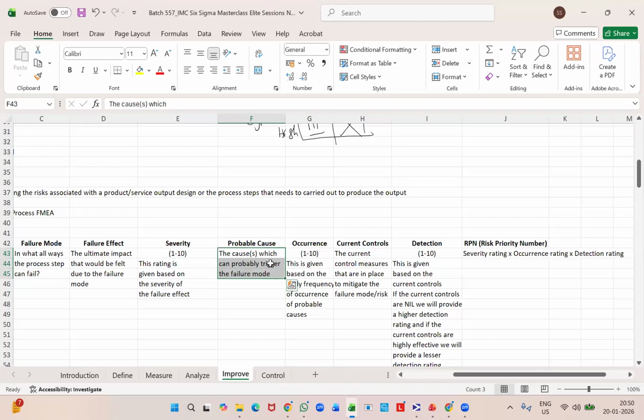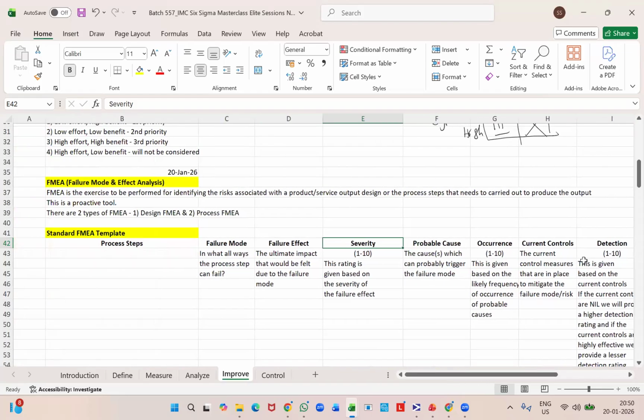So the probability of occurrence of this probable cause will be very, very less, and thereby we can give a lesser occurrence rating as well. Once we have the occurrence and detection ratings reduced significantly, the severity rating, we need to remember, will not change at all. The severity rating will remain the same. The severity rating will get reduced only if you are redesigning the process step, right?